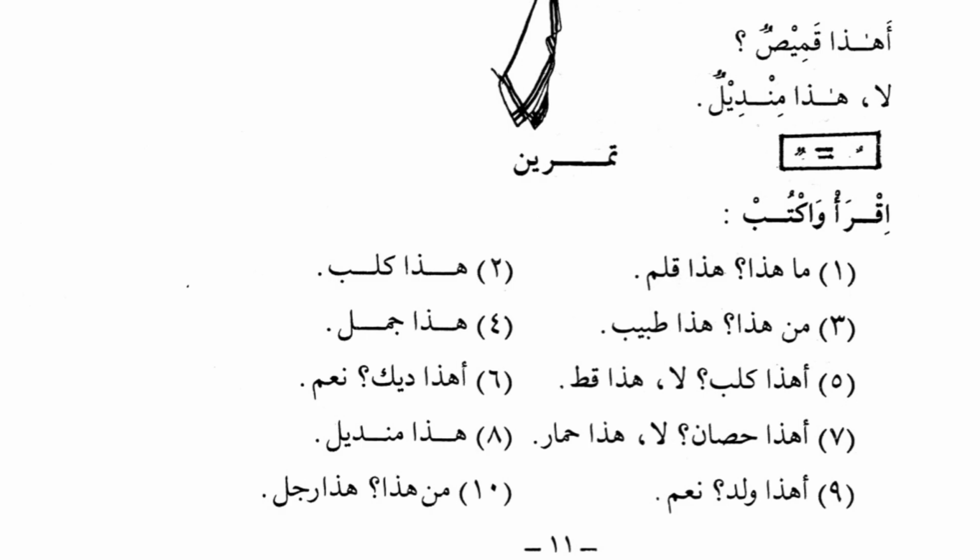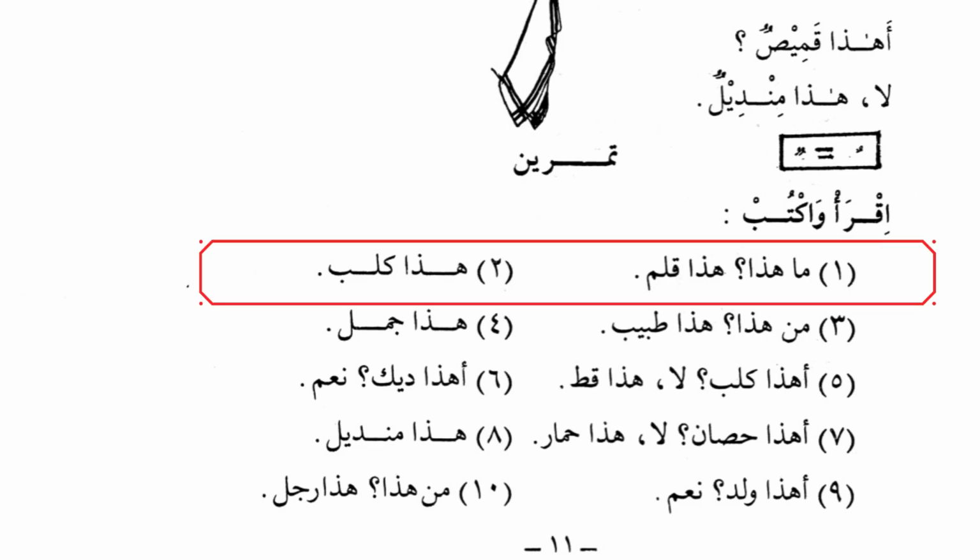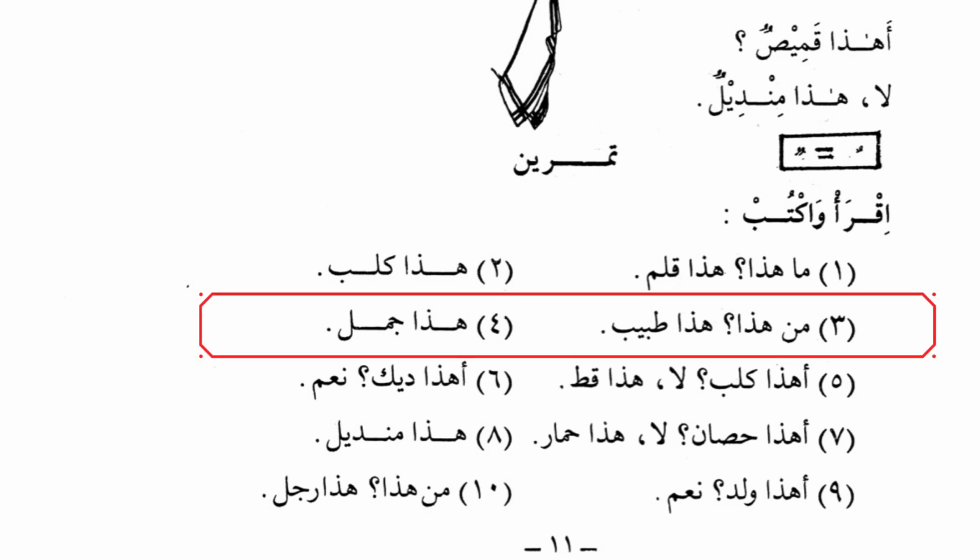Next, again, تمرين, exercise. اقرأ واكتب, read and write. So we will just read and also I'll tell you the meanings. ما هذا? What is this? هذا قلم. This is a pen. هذا كلب. This is a dog. من هذا? Who is this? هذا طبيب. This is a doctor. هذا جمل. This is a camel.